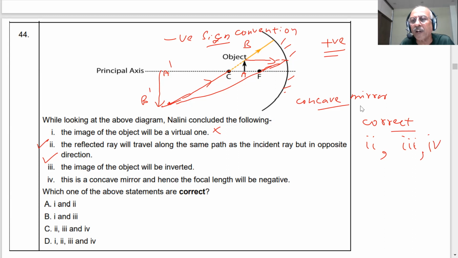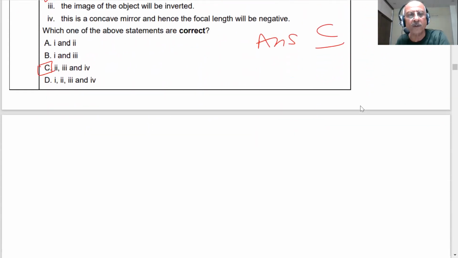Fourth is also correct. Second, third, and fourth are correct. Where are they, students? Second, third, and fourth. The answer is C, students. Second, third, and fourth are correct. Okay.